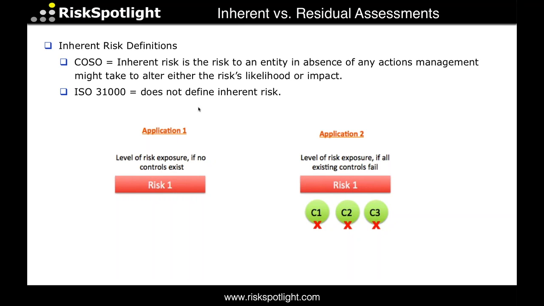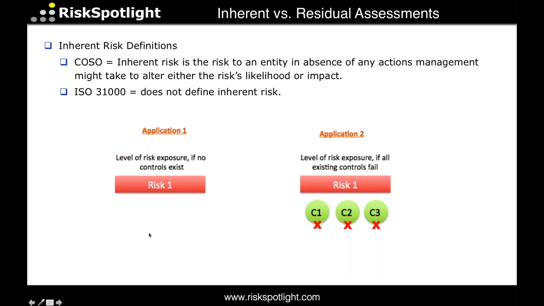And then in some organizations, there is this difference in inherent and residual risk assessment. So inherent risk is defined in COSO. It's defined as risk to an entity in absence of any actions management might take to alter either the risk's likelihood or impact. ISO 31000 doesn't cover inherent risk.